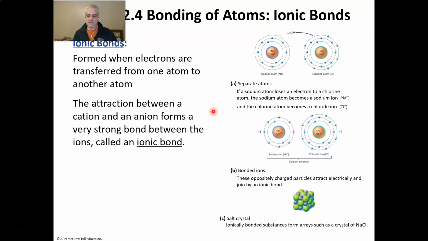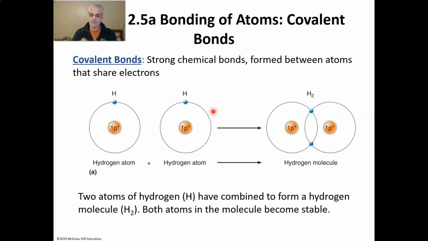Right, so that's called an ionic bond. If one atom gives up an electron, the other one accepts the electron, now one has a positive one charge, the other has a negative one charge, they get together. That's called an ionic bond. Extremely important in physiology.